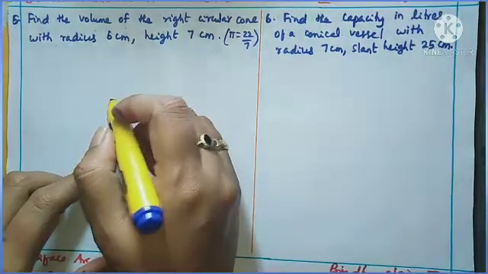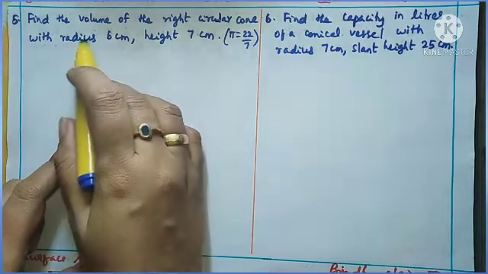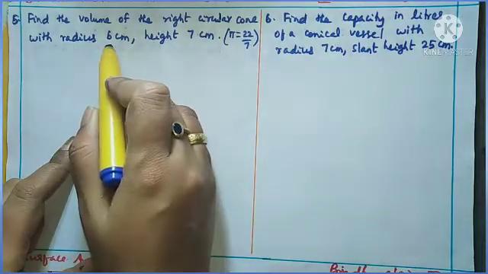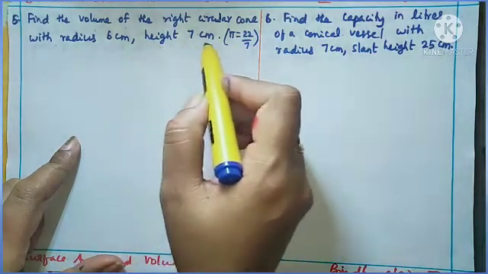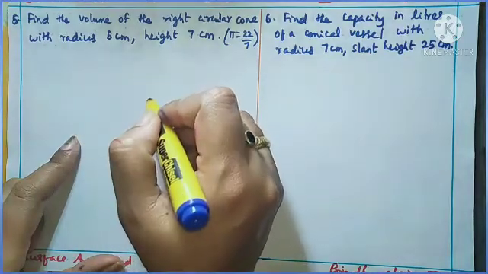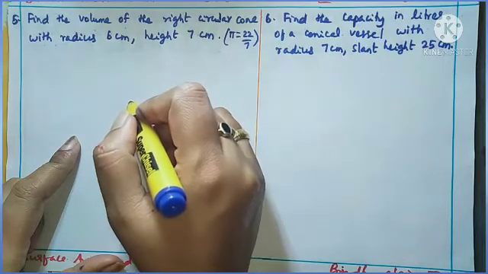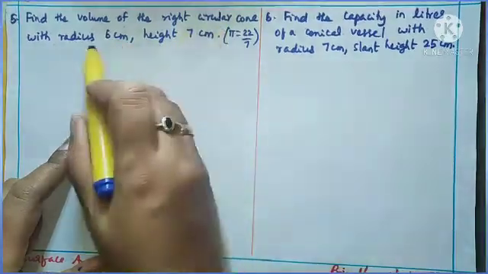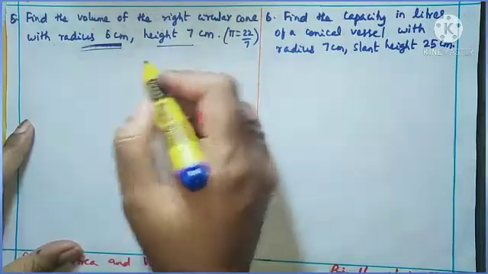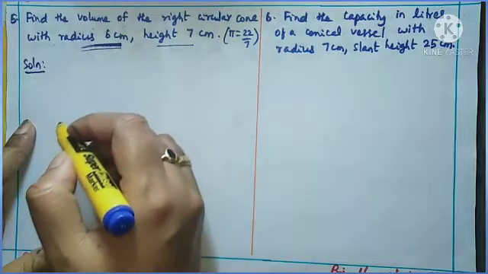Okay, so here comes the first type of problem from volume. Find the volume of the right circular cone with radius 6 centimeter, height 7 centimeter. So you know that the volume of the cone formula is 1 by 3 pi r square h. So we need the values of radius and height. Both are given here. Radius is there, height is also there. So that we can find out the volume of the cone very easily. So start the solution.